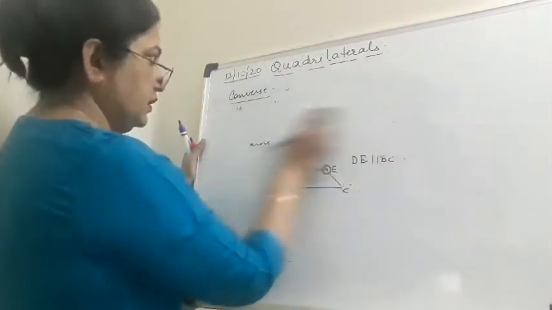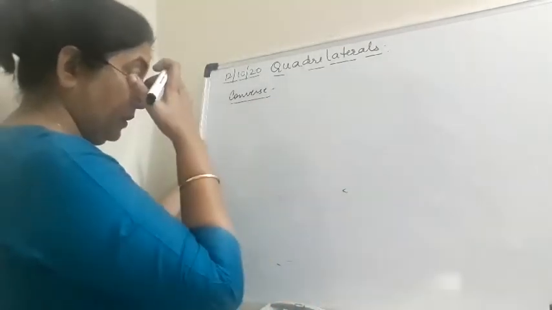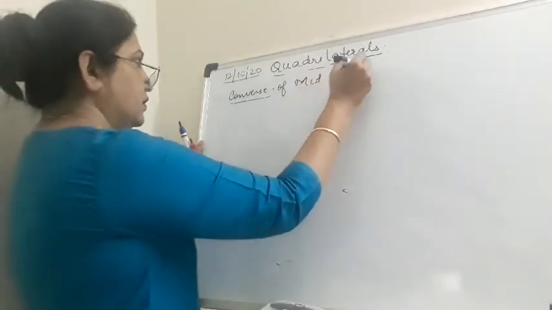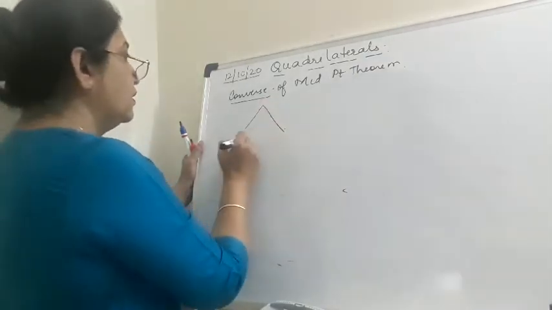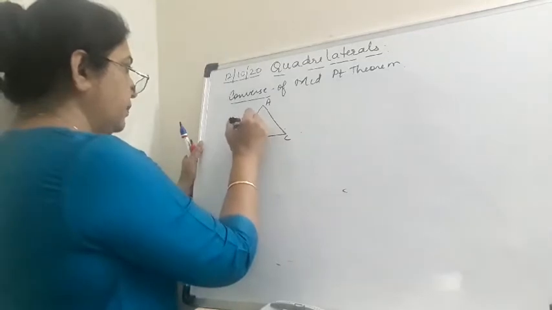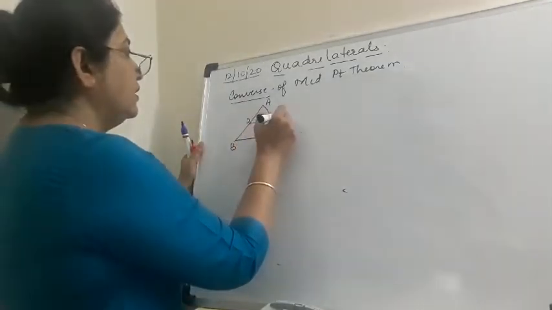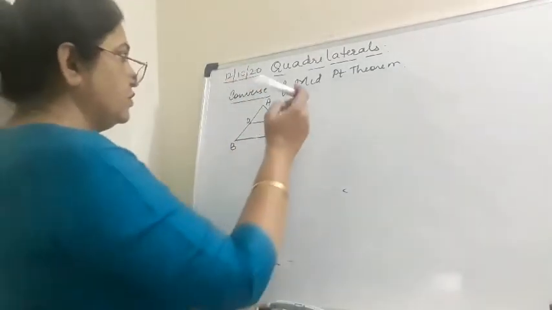Now for this, the converse of the midpoint theorem. Let us draw a figure. Again ABC, and let this be a point D, which is a midpoint, and E is a point which is lying on AC. So we write given.